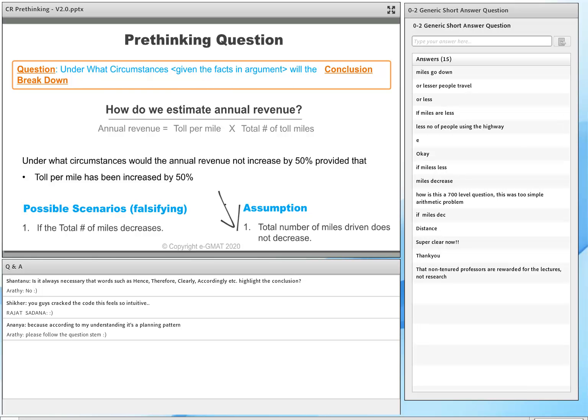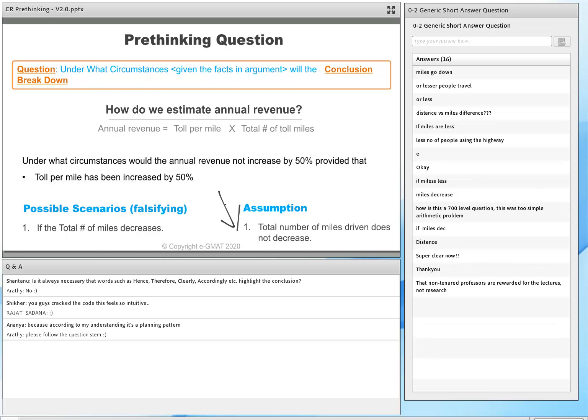How is this a 700 level question, someone asks. Because you see the data in front of you. Only 30% of people got it right. Vishaka, only 30% of people got it right. That's how. It doesn't matter what you think or what I think. What matters is stats.